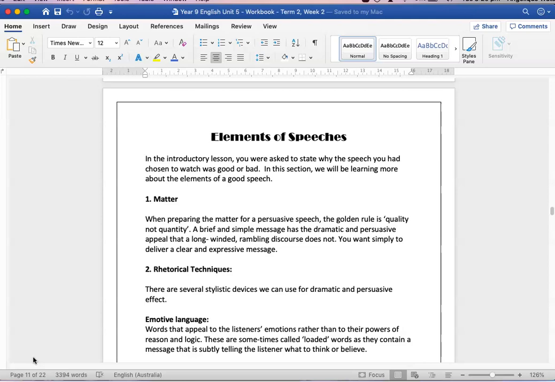In today's lesson, I would like for you to please turn to page 11 of 22 in your workbooks. We're going to be having a look at elements of speeches. Okay, so that means we're halfway through the workbook, which is awesome.